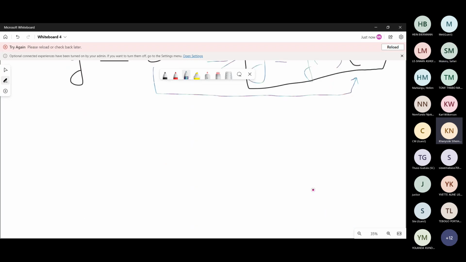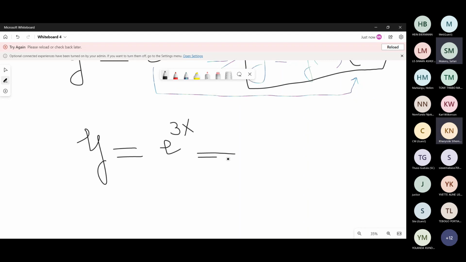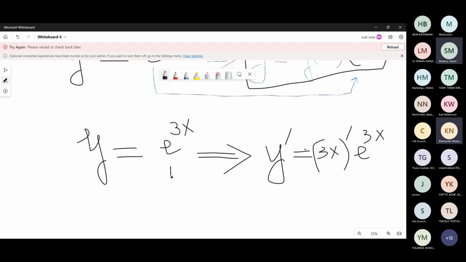Let me take an example. Consider the function e power 3x. What is the derivative of this function? Who can find that, please? I think it will be 3e. Yes, 3. You take the derivative of the exponent. Apply the formula, please. You take here the derivative of 3x, right? And we simply multiply by the same quantity, e power 3x, right? So you see the same thing there.